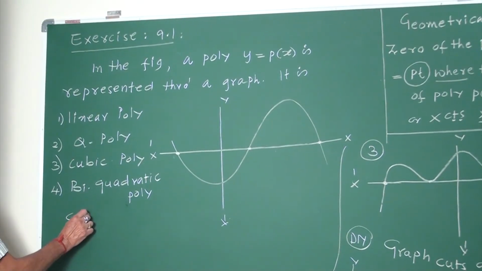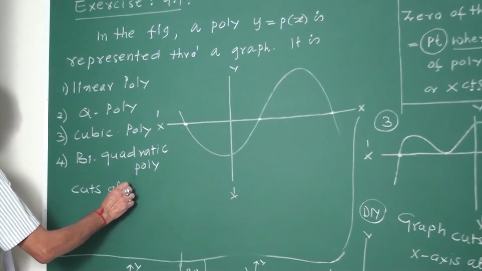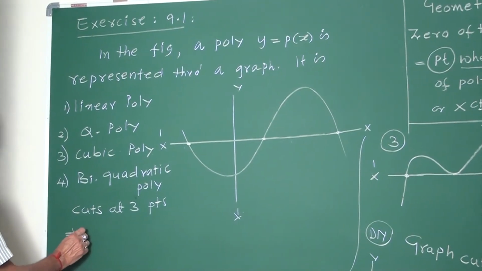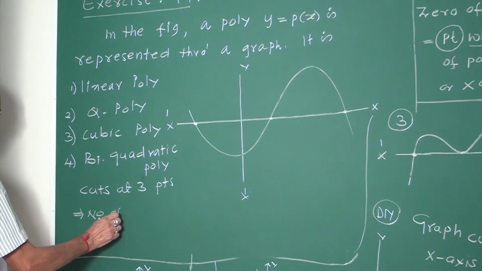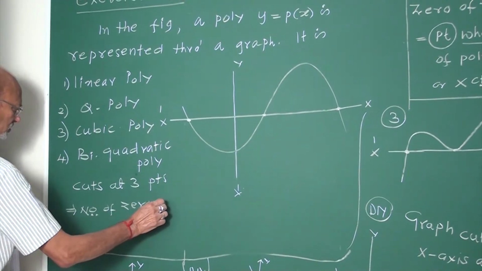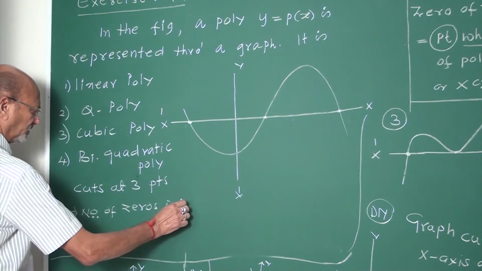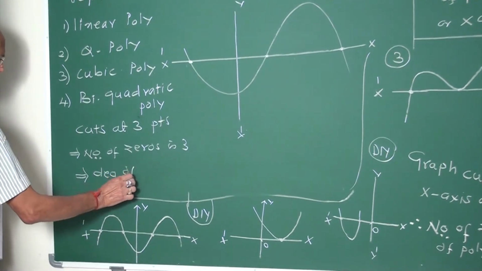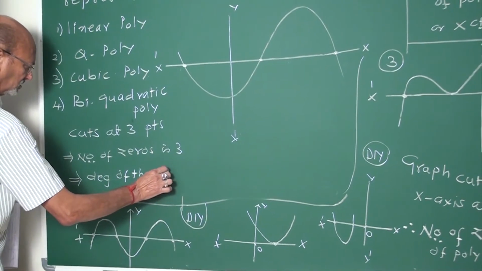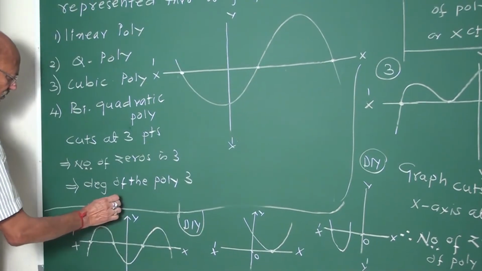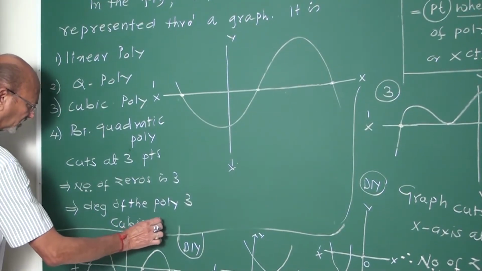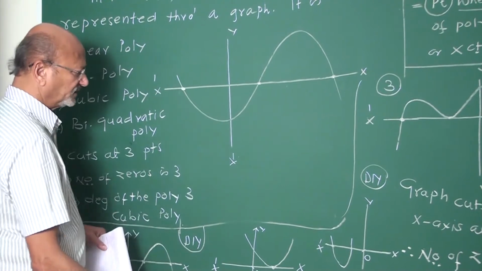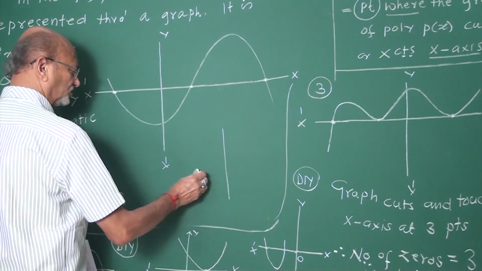It cuts at 3 points. The number of zeros is 3. Then it gives the degree of the polynomial. The degree of the polynomial is 3. Then it is what? A cubic polynomial, degree 3. Now sometimes they may give the figure like this.